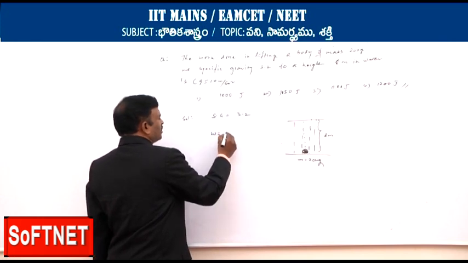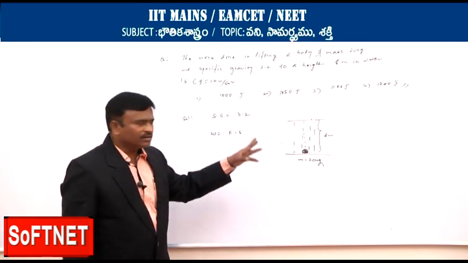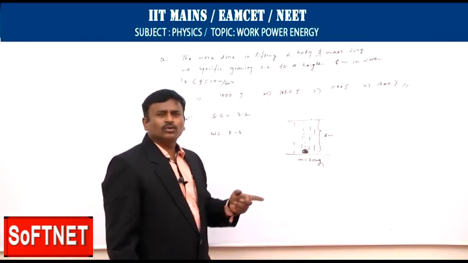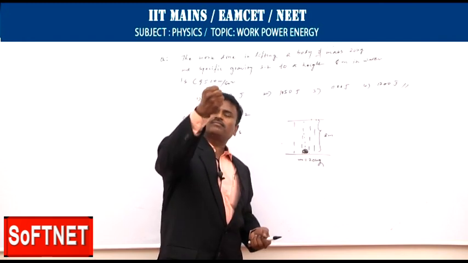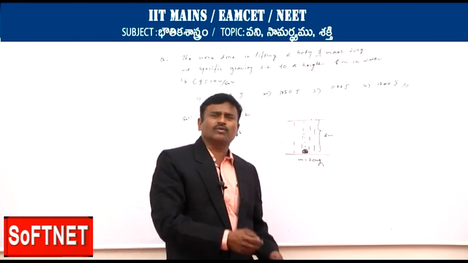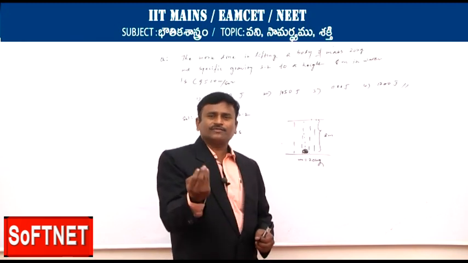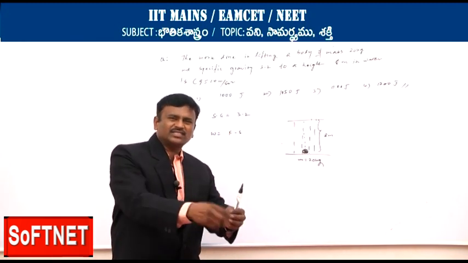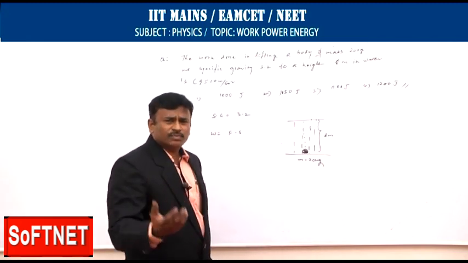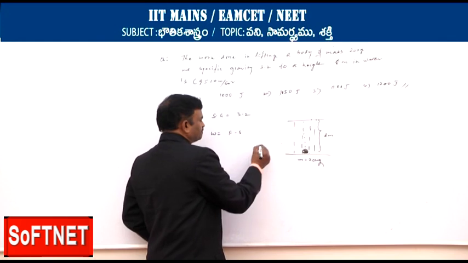Work done to lift the body is force into displacement. Which force is acting? The weight of the body, mg, acts downward, but the buoyancy force acts in the upward direction. If you lift a body in the air, it is difficult. If you lift the same body in water, it is easy, because in water the body experiences an upward buoyancy force, as the liquid gets displaced. That much weight will be lost by the body.